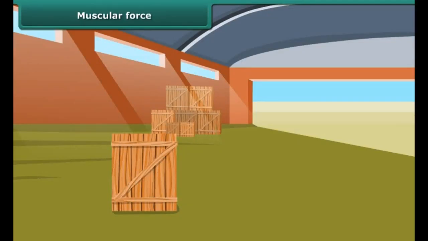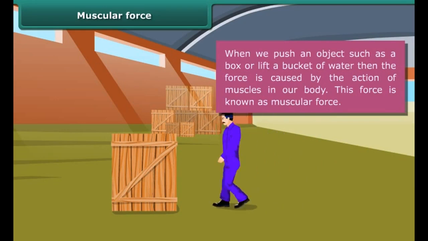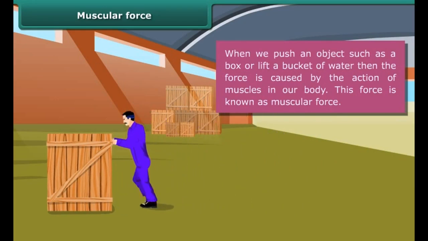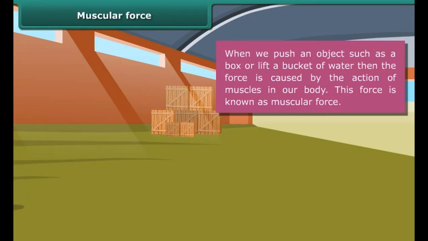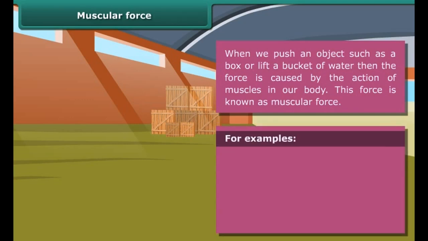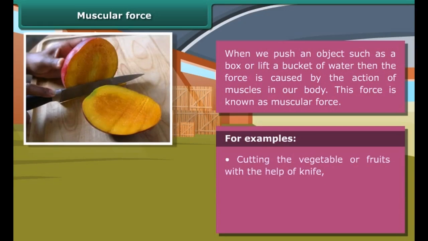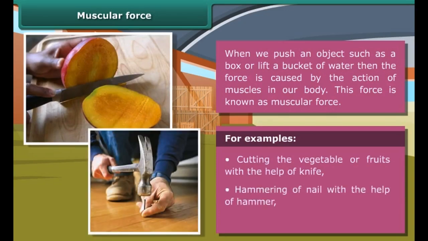Muscular force. When we push an object such as a box or lift a bucket of water, the force is caused by the action of muscles in our body. This force is known as muscular force. Note that muscular force is always applied either directly through touch or indirectly with the help of a stick or piece of rope. For example, cutting vegetables or fruits with the help of a knife, hammering a nail with the help of a hammer, pulling a cart by a horse.